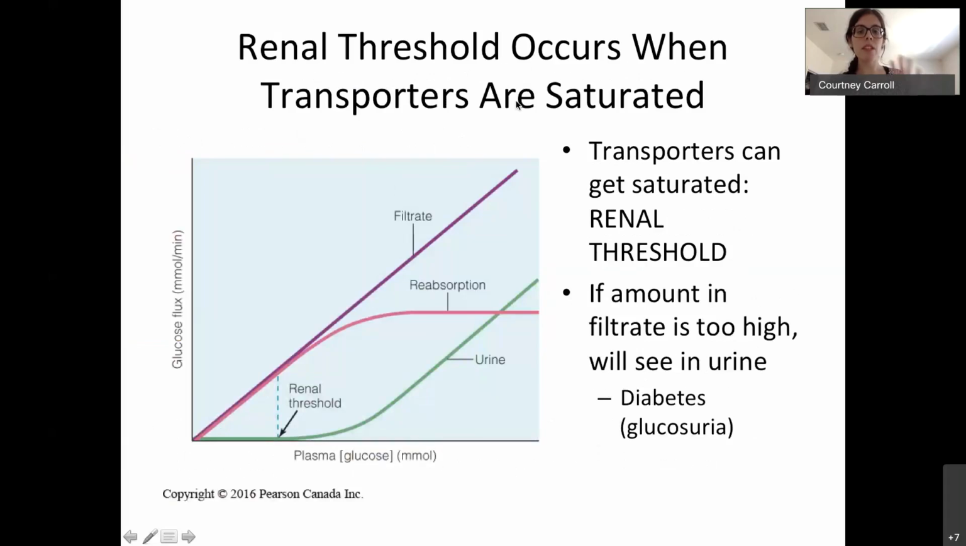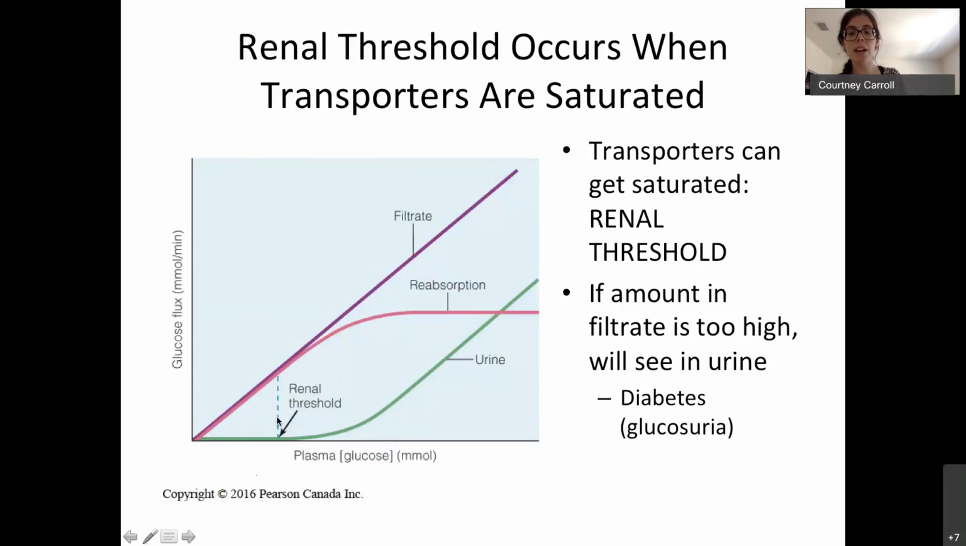Okay, this is showing you that threshold. So renal threshold occurs when those transporters are saturated. If we're looking at a concentration of glucose in the blood on the x-axis, and the glucose flux on the y-axis, you can see that for low or normal levels of glucose in your blood sugar, you're going to take all of that and it's going to be reabsorbed. However, if the amount in the filtrate gets to be too high, you're going to start to see this in the urine.